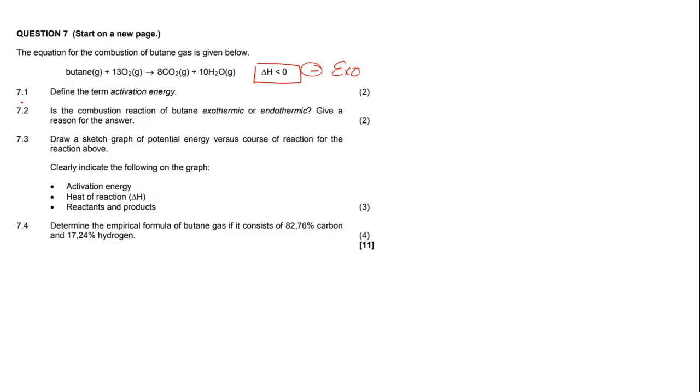Right, now let us try to answer the questions. 7.1, they say define the term activation energy. To define the term activation energy, remember, it activates the reactants by doing what? By breaking off their bonds so that these reactants can combine together to form the products. So how do we define activation energy? It is the minimum energy that is required for a reaction between these two reactants to take place.